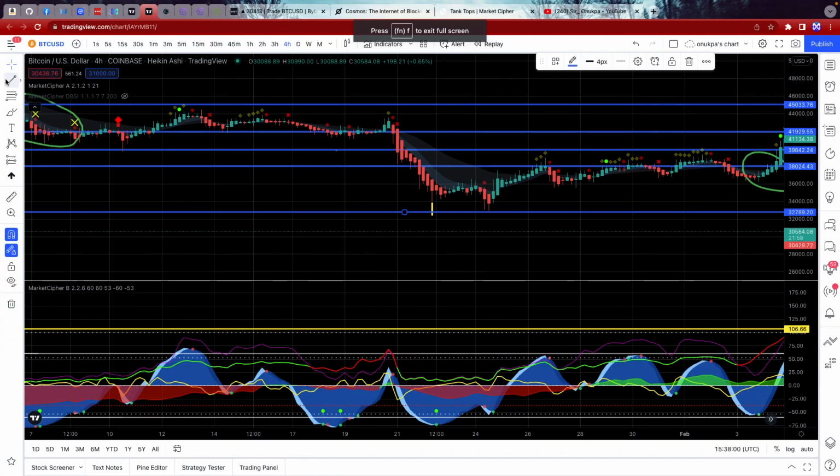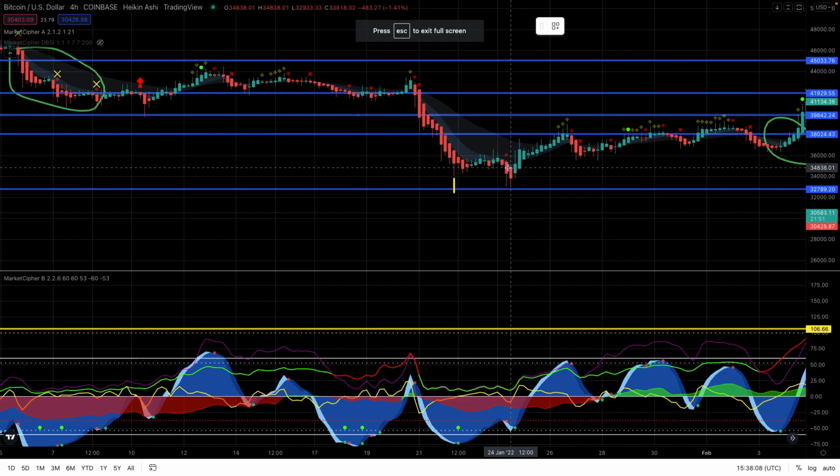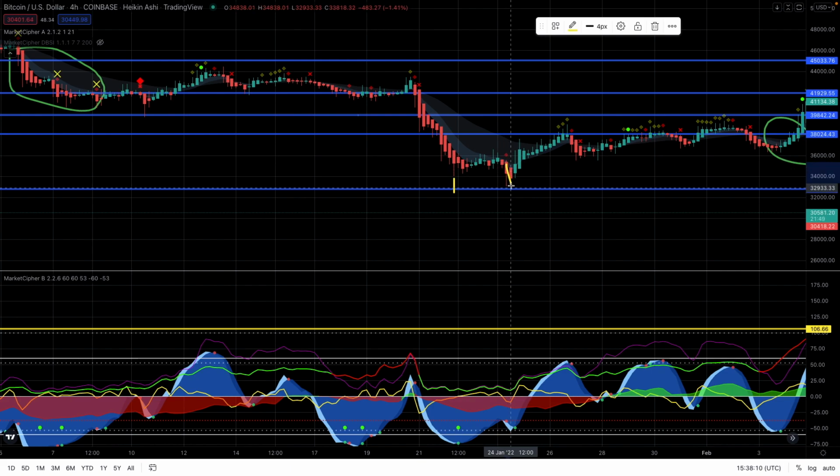So let's go to our oscillators. Let's use this typical example here. Price's candlestick rested on this horizontal line. Yes, horizontal line. This is our support line, right? Let's see what Market Cipher is doing here. We have our momentum wave here.